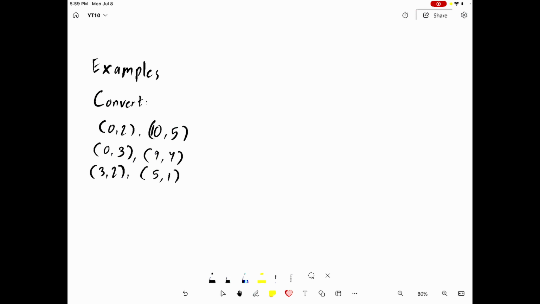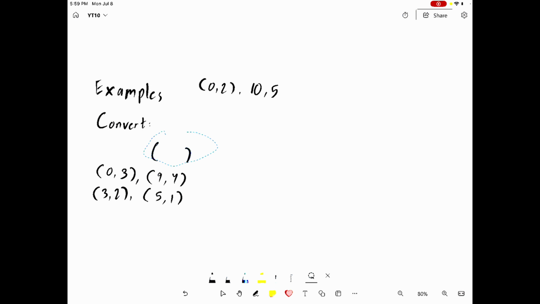We have 3 examples today. And let's get on to the first one. As always, I need to explain it to you. It's going to be 0, 2 and 10, 5 are 2 points. These 2 points, we want to make sure that they get into slope-intercept form.